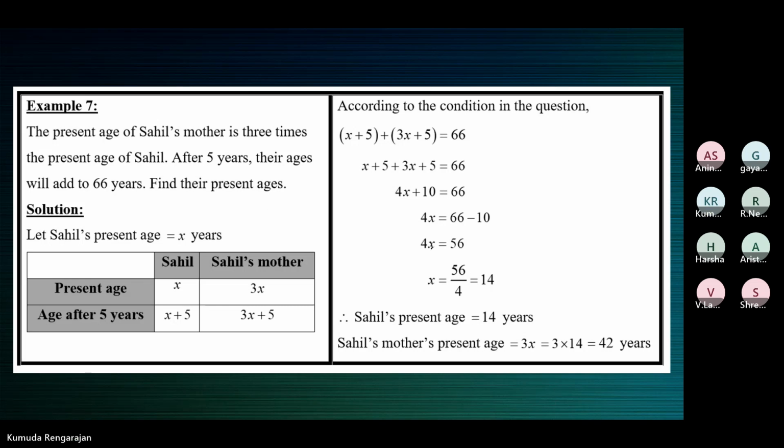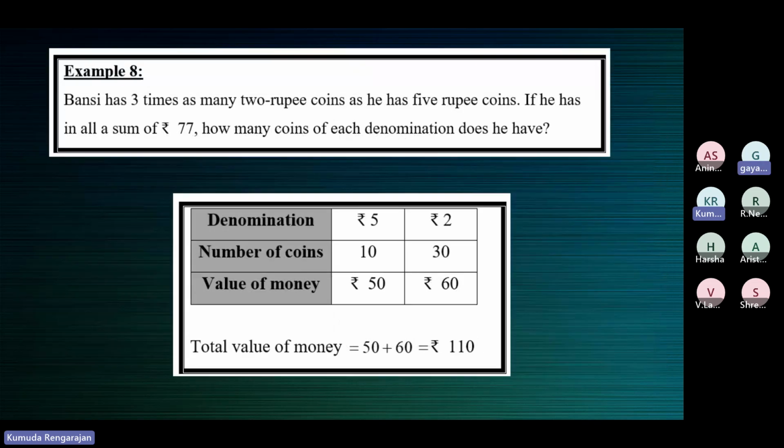So we find x, which is Sahil's present age. And since we have to find their present ages, once you get Sahil's present age, Sahil's mother's present age is 3 into 14, which is 42 years. All of you understand this? Yes, ma'am. Very nice. All right, children. Next one.